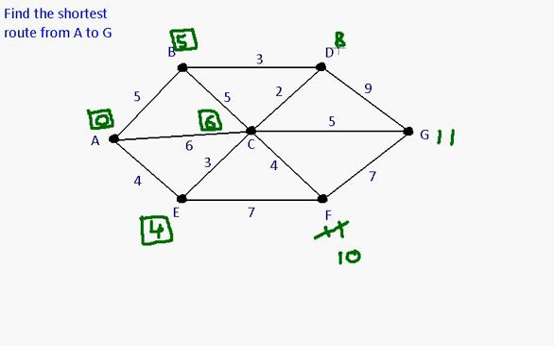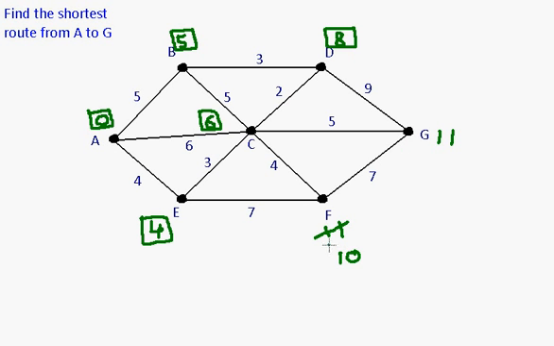Now I look at 8, 11 and 10. The least of these is 8, so I box off 8. Now the only route coming out of D that I haven't travelled along is DG. So 8 and 9 is 17, but that's not better than 11. Okay, so I don't consider it.